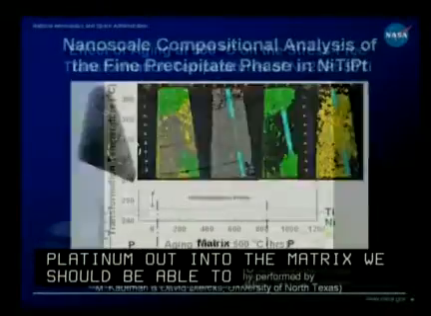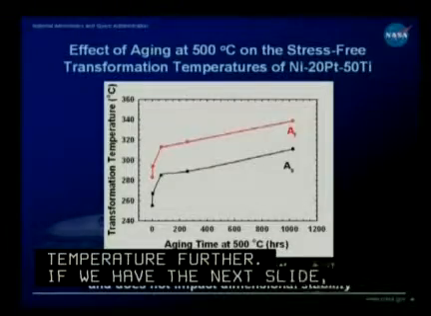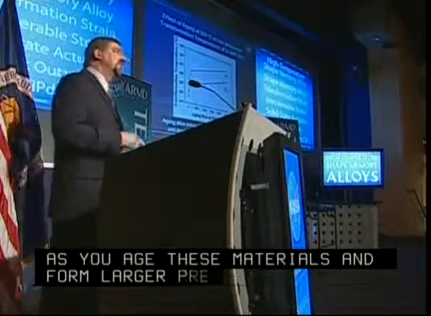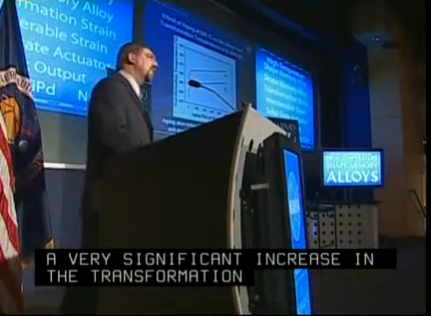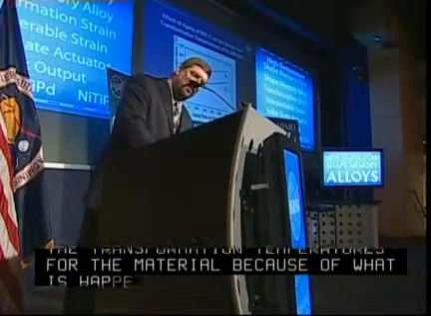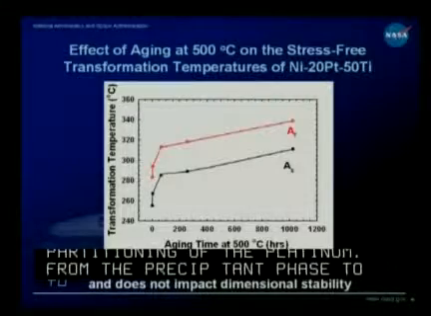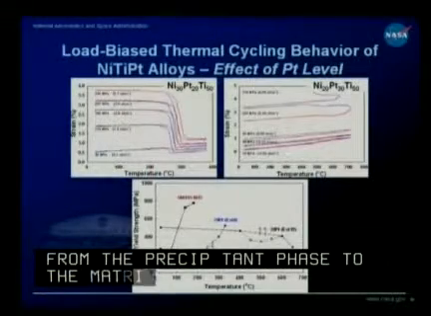So if we have the next slide, that's exactly what you see. As you age these materials and form larger precipitates, you get a very significant increase in the transformation temperatures for the material because of what's happening in the partitioning of the platinum from the precipitate phase to the matrix itself. If I could have the next slide, please.